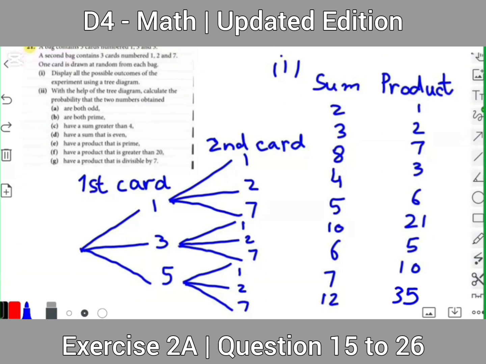So for the first card, we have 1, 3, and 5, and for the second card, we will start from the 1 of the first card and we will get 3 possibilities: 1, 2, and 7. Similarly for 3 and similarly for 5. So the total number of outcomes are 1, 2, 3, 4, 5, 6, 7, 8, 9.